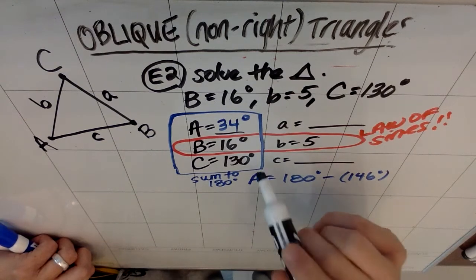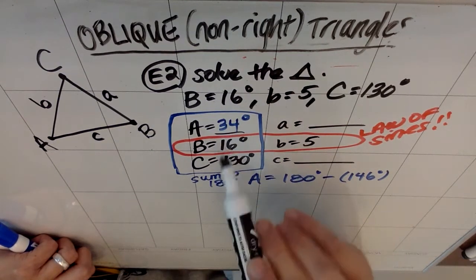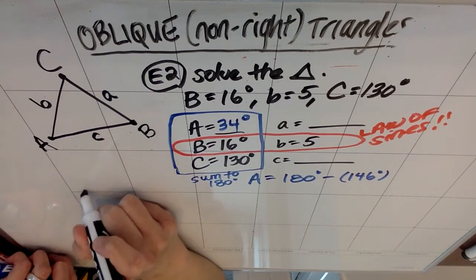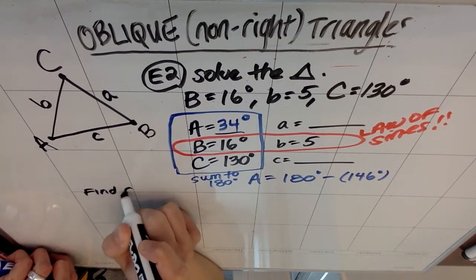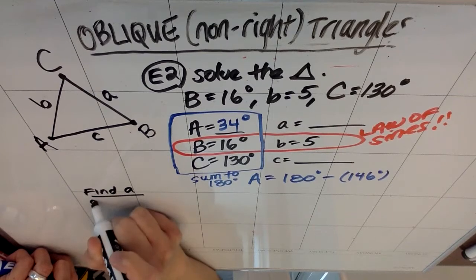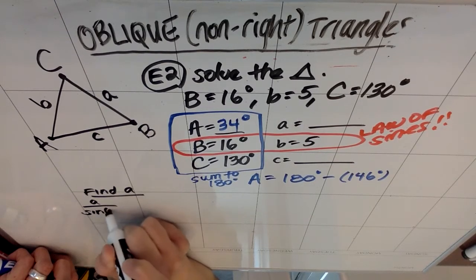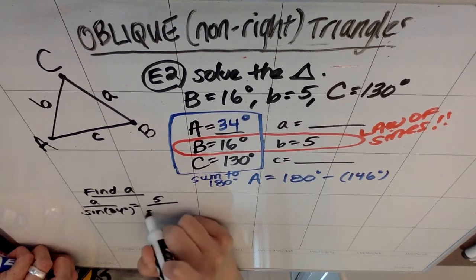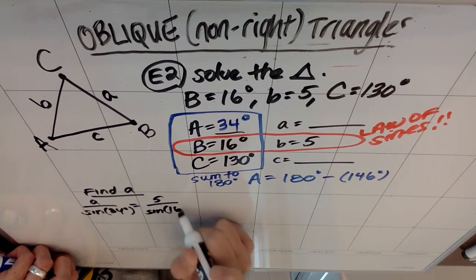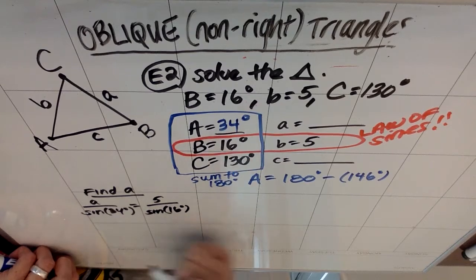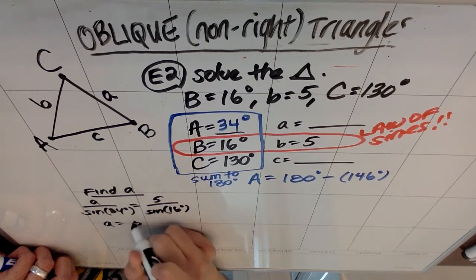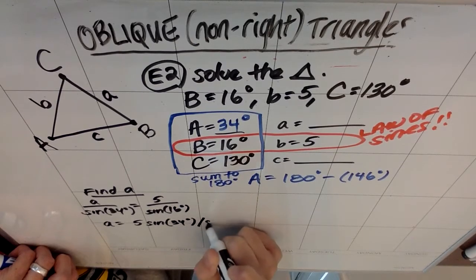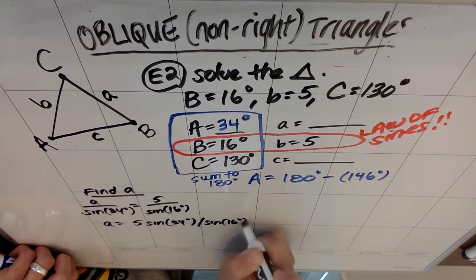One of the cool things about this trick is I'm going to set up the exact same ratios to find little a and little c, so I can kind of do them at the same time. So when I'm asked to find little a, I know that the ratio I want to use is a over sine of big A, which is 34 degrees, equals b, which is 5, over sine of big B, which is 16 degrees. So when I multiply the sine over, I'm going to get that a is 5 sine of 34 degrees divided by sine of 16 degrees, which I'll type in my calculator.